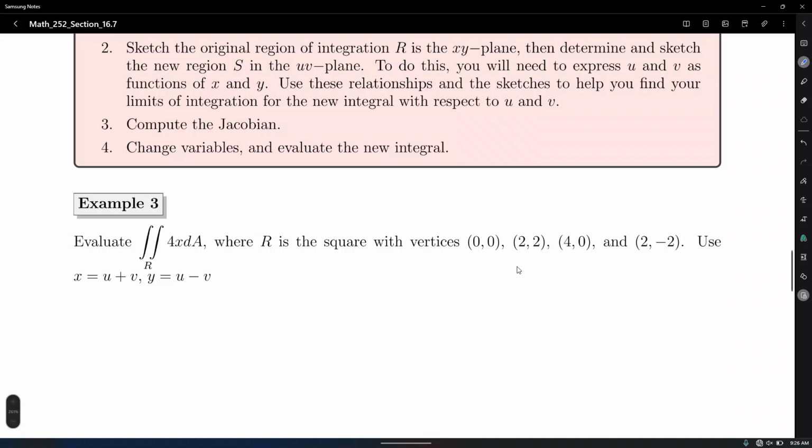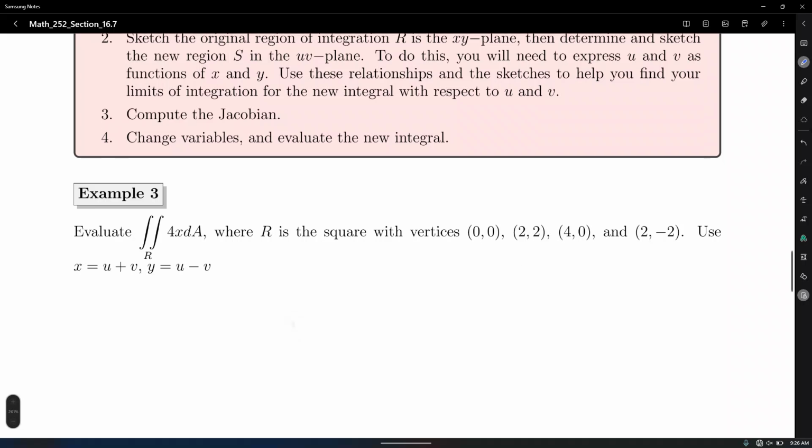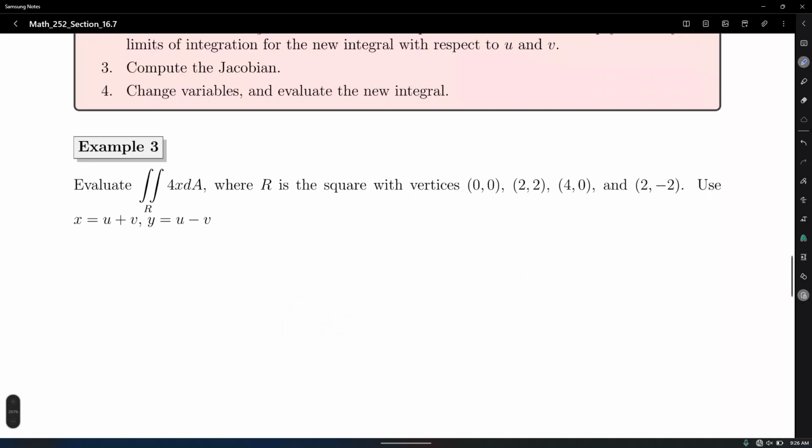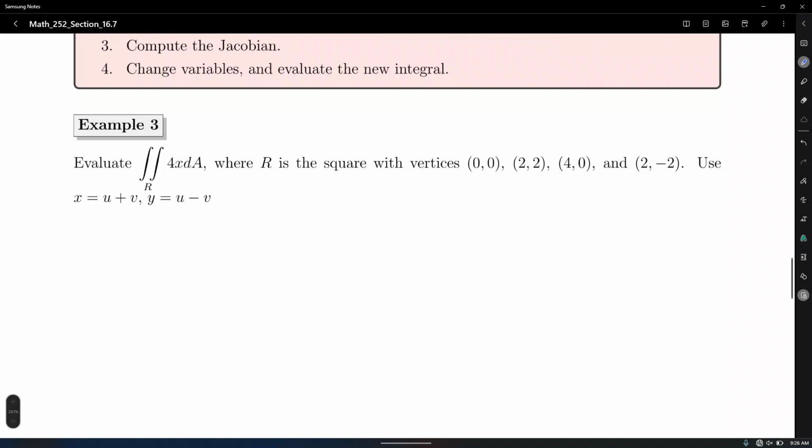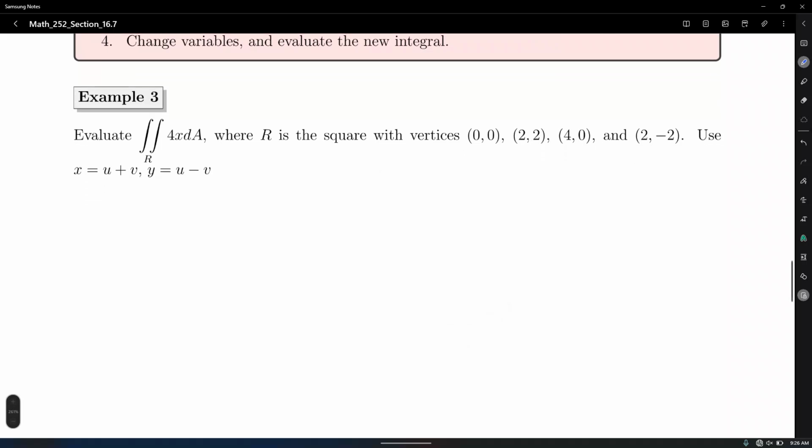Then what else? Compute the Jacobian, because that's the compensation factor for the UV substitution. And change the variables and evaluate the new integral, which typically is going to be an easier one to evaluate. Okay, so evaluate the integral 4x dA, where R is the square region with vertices at the origin and those other 3 points. And they're giving us the substitutions: x equals u plus v and y equals u minus v. So we don't have to figure out the UV substitutions. Okay, so number 1.